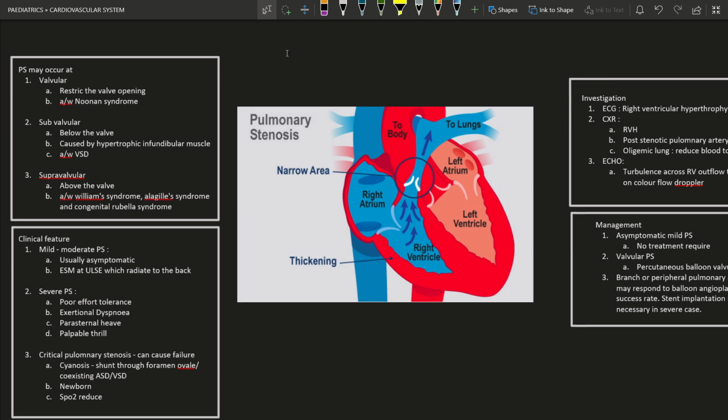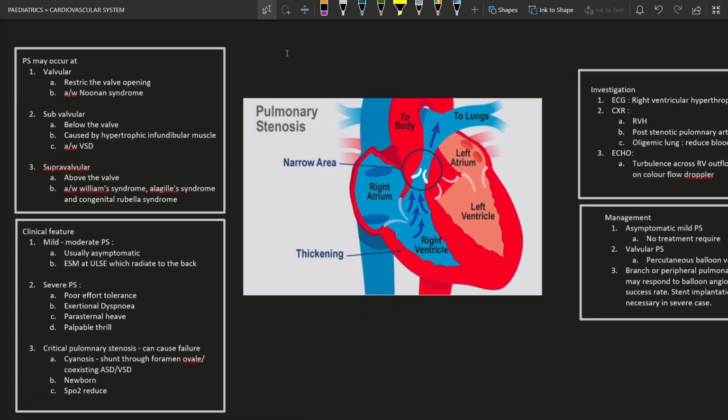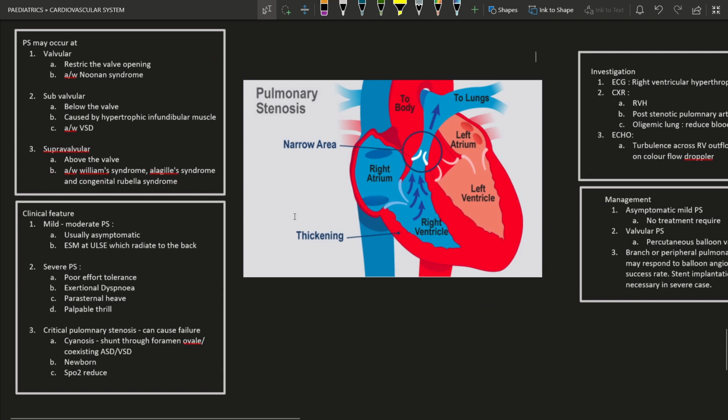So I'm going to explain about pulmonary stenosis, or PS. As you can see from this picture, it's from its name: stenosis means narrowing, so the narrowing of the pulmonary artery areas.